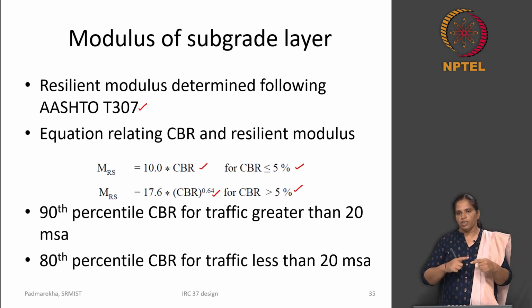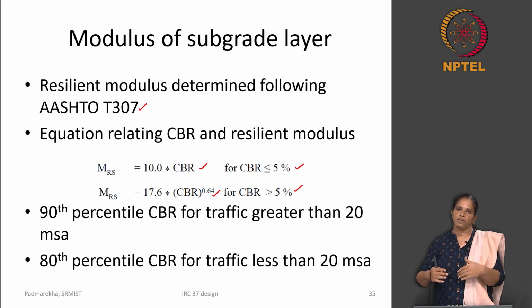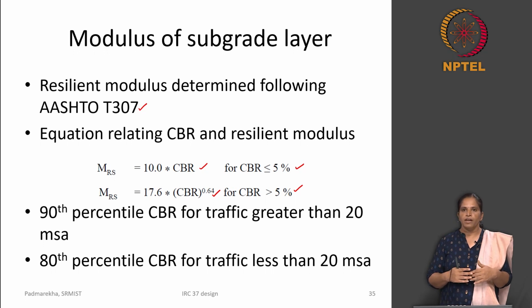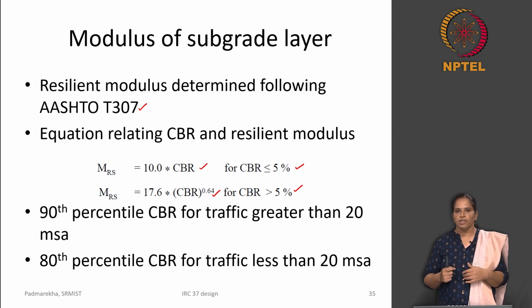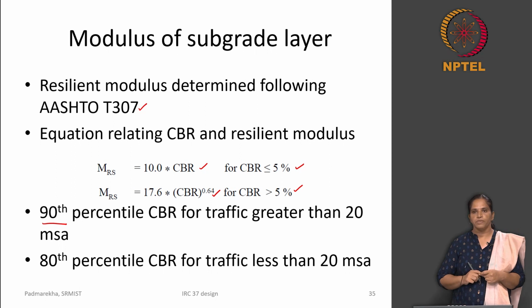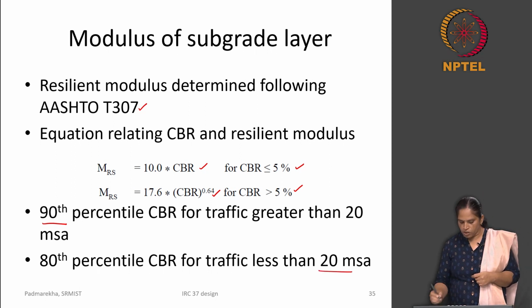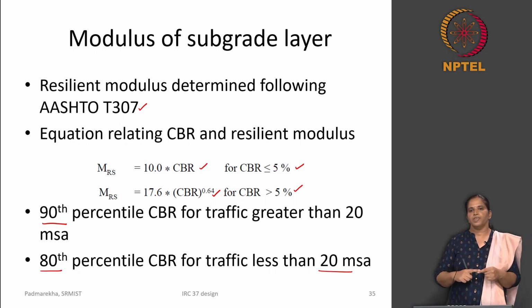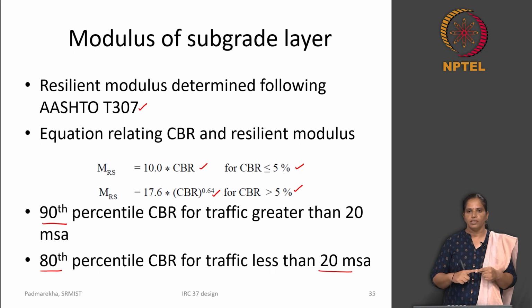So suppose we have a 1 kilometer stretch of a road and we have 1 CBR for every 100 meters, and totally we have 10 CBR values. All 10 CBR values may not be the same. In such a case, what CBR value will we use for the design here? So it all depends on what the traffic volume is here. If the traffic at the corridor is more than 20 MSA, we go for 90th percentile CBR. If the traffic at the corridor is less than 20 MSA, we go for 80th percentile CBR value. So you compute the percentile CBR here and use it for the design.